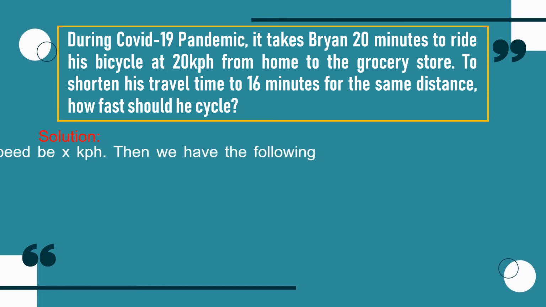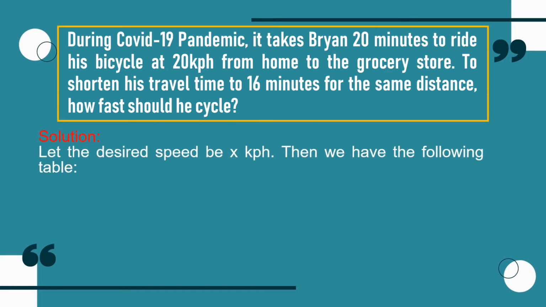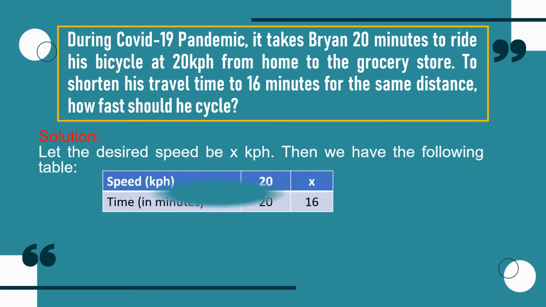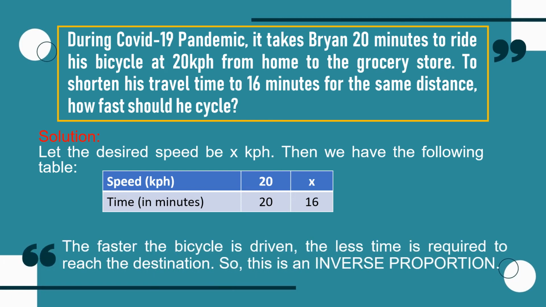So here's the solution to our problem. Let the desired speed be x kph, then we have the following table. You have there two quantities, the speed and the time. So here in the problem, we can tell that the faster the bicycle is driven, the less time is required to reach the destination. So this is an inverse proportion.